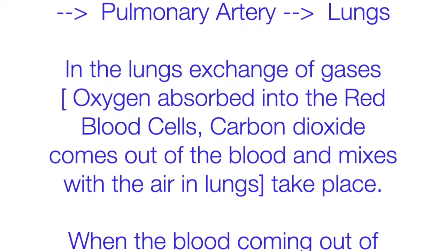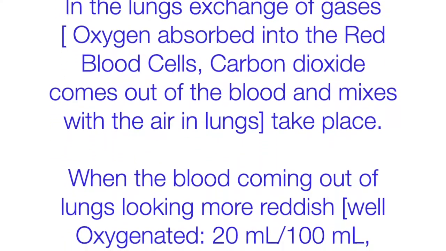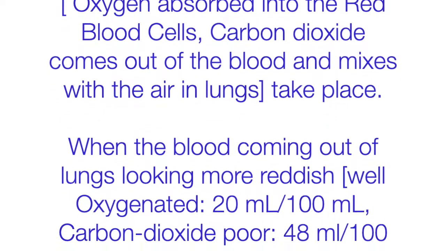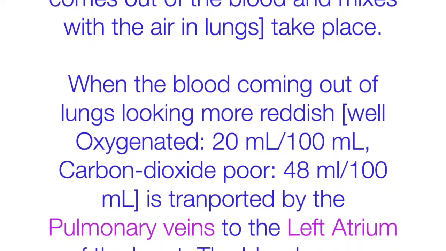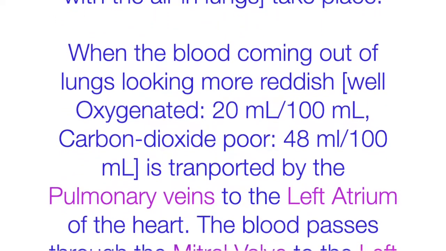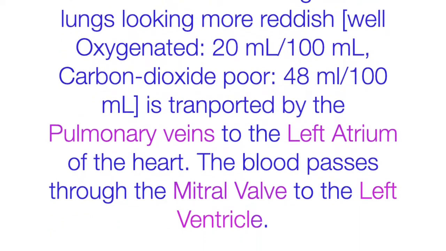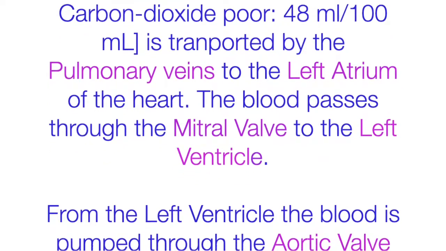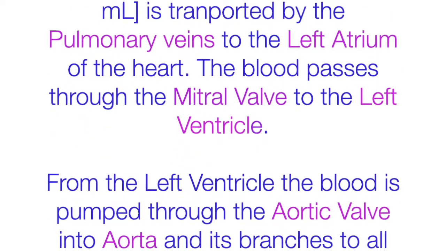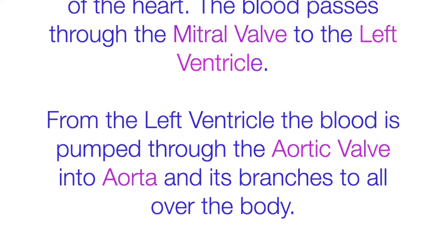In the lungs, exchange of gases takes place. Oxygen is absorbed into the red blood cells, and carbon dioxide comes out of the blood and mixes with the air in the lungs. The blood coming out of the lungs looks more reddish, well oxygenated, about 20 ml per 100 ml, carbon dioxide poor, about 48 ml per 100 ml, and is transported by the pulmonary veins to the left atrium of the heart.